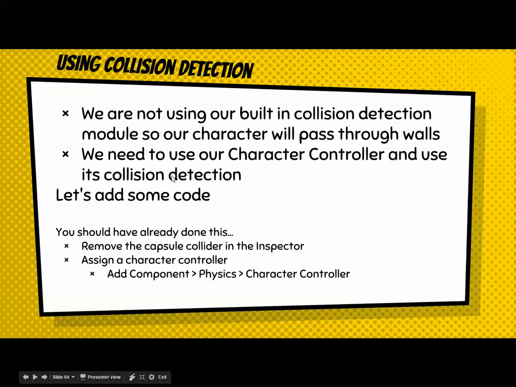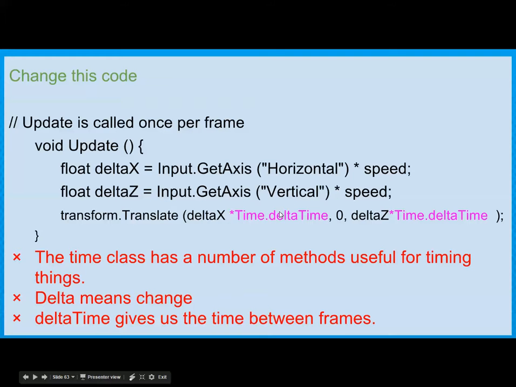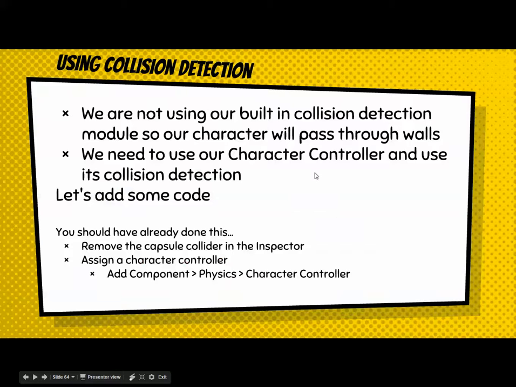Okay. We are not using our built-in collision detection module, so our character will pass through the walls. We already found out that he passes through walls. These changes aren't going to fix him going through walls. So we need to use our character controller and use its collision detection. So let's add some code.